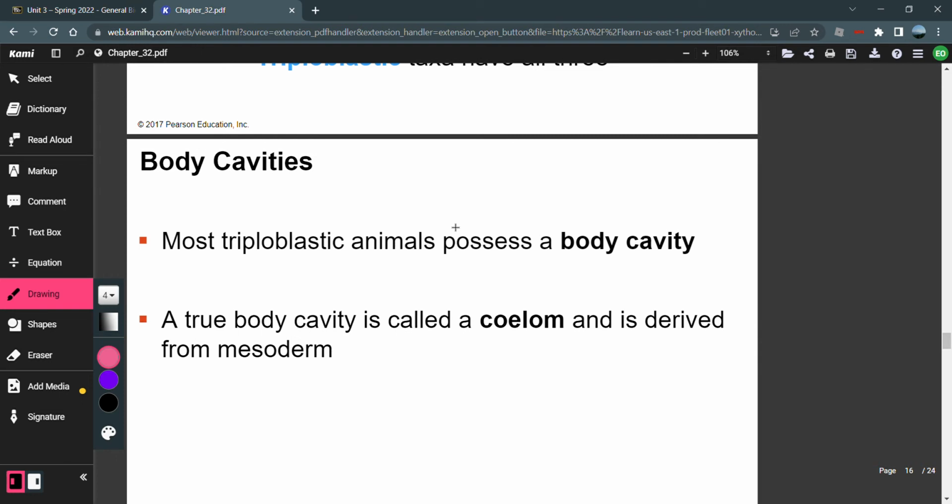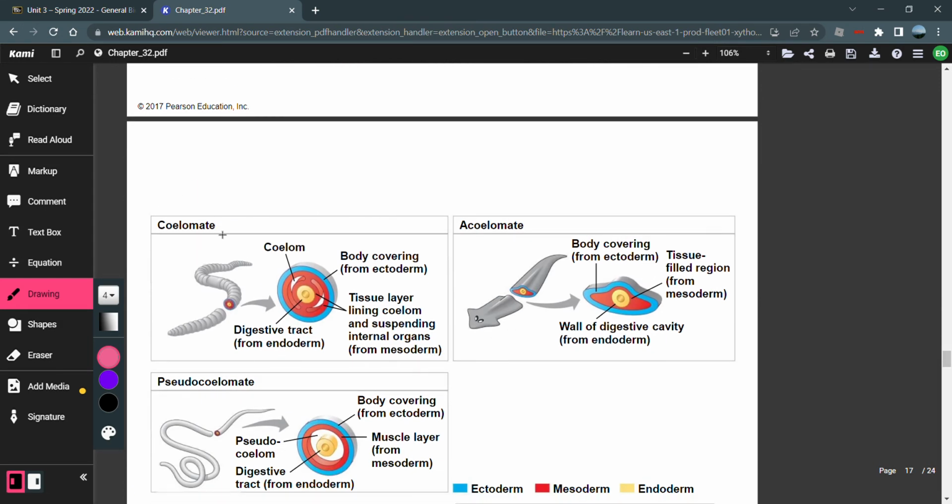So body cavities. A body cavity is either a space or filled with fluid. A true body cavity is called a coelom. Here we have a coelomate, which means that they have a true body cavity. A true body cavity is when the space is surrounded by mesoderm. So here we have the space right here, and it's completely surrounded by mesoderm.